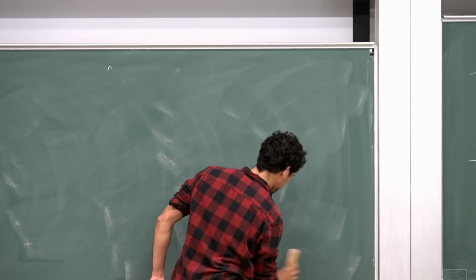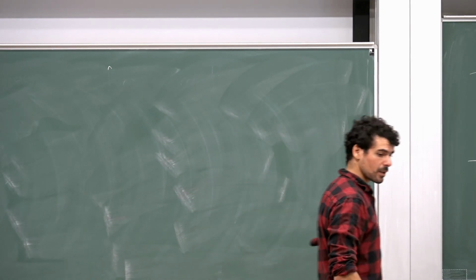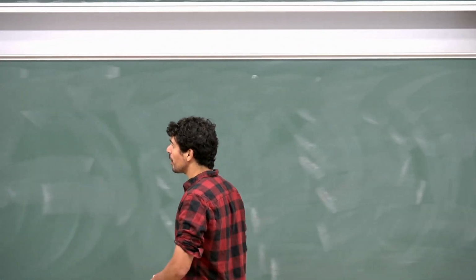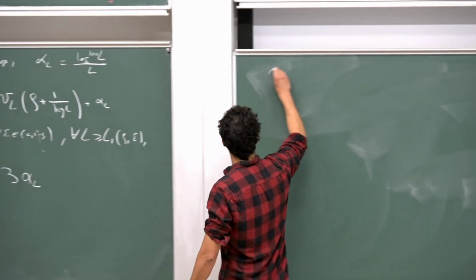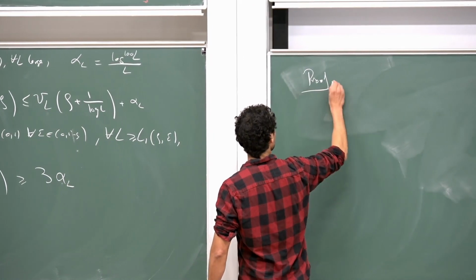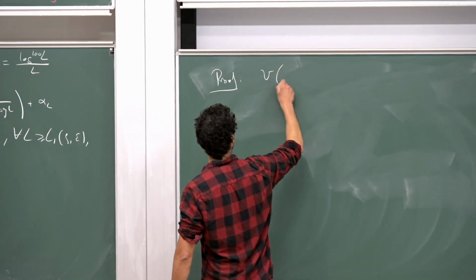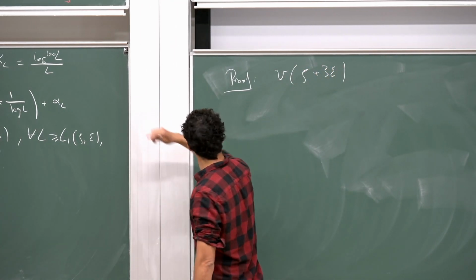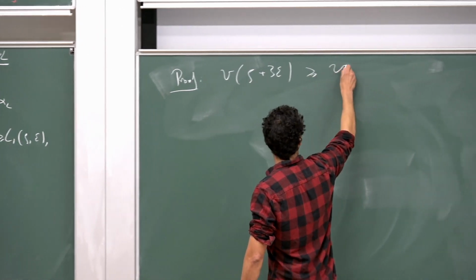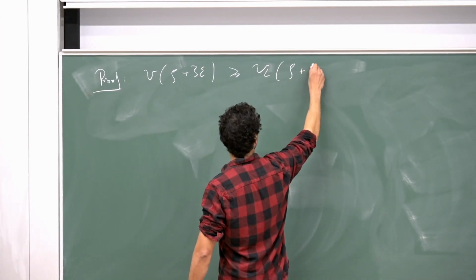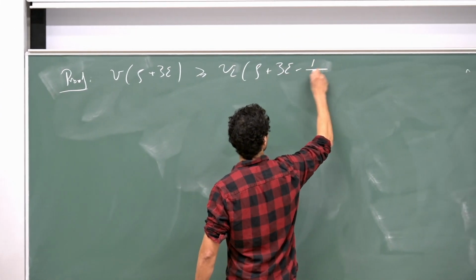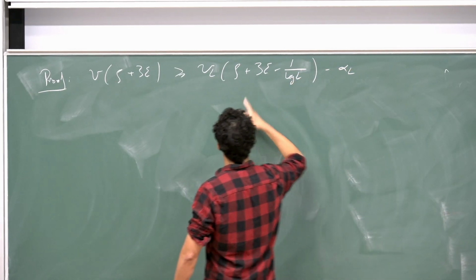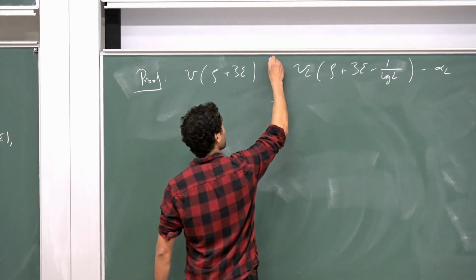Once you have these two statements, it's very easy to prove the main theorem. Why? Well, you look at V of rho plus 3 epsilon. You use the approximation that it's larger than VL of rho plus 3 epsilon minus 1 over log L minus alpha L. That's the approximation.